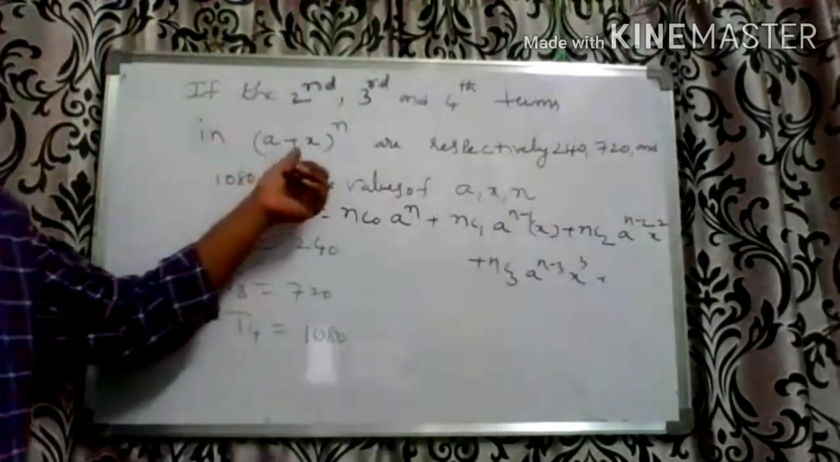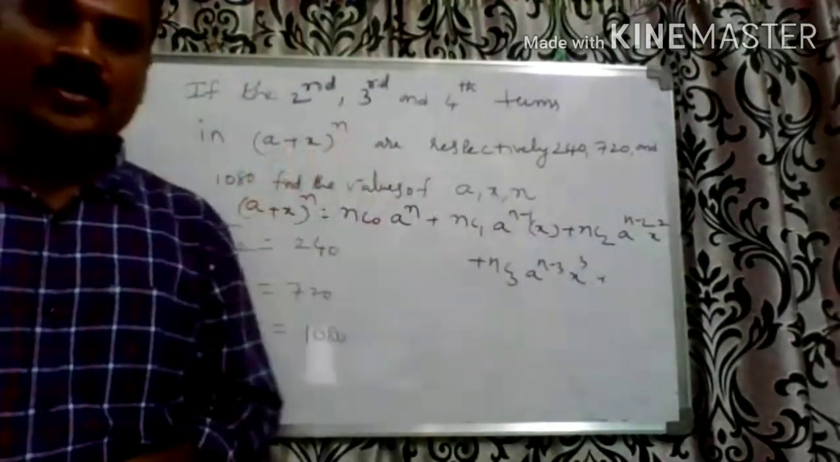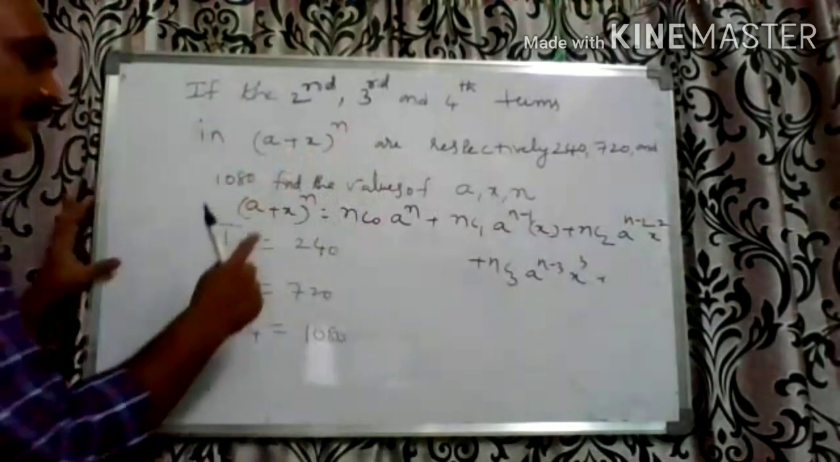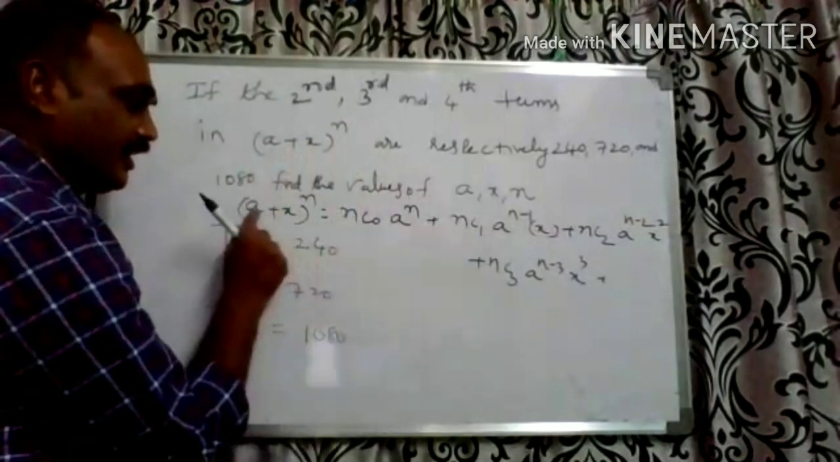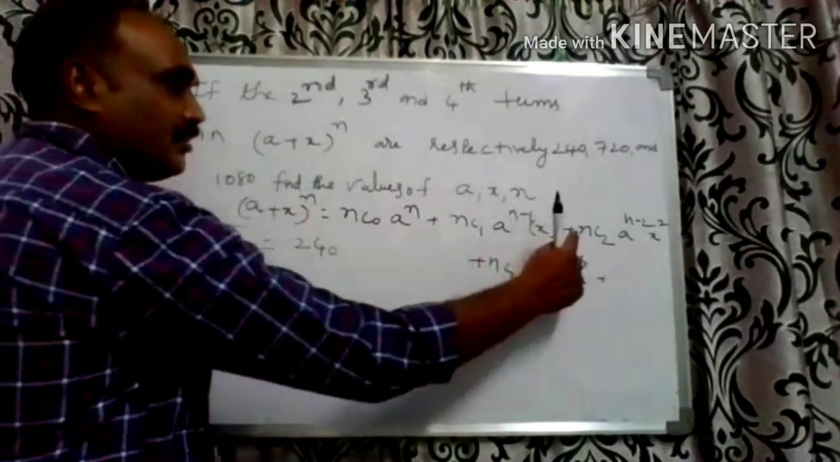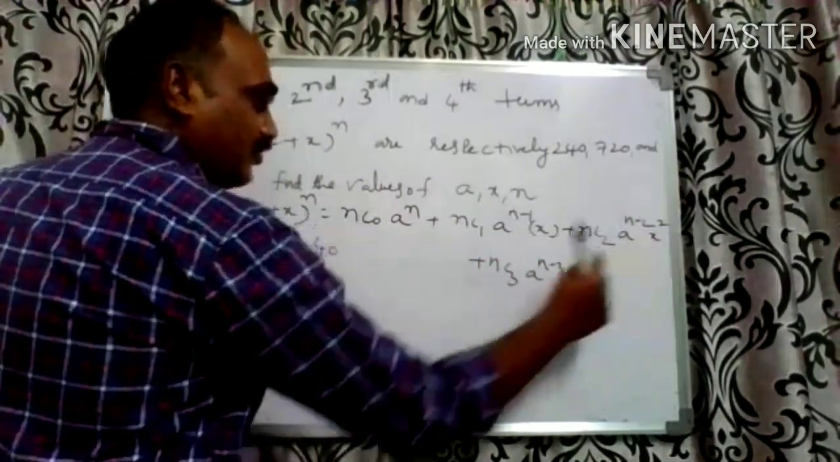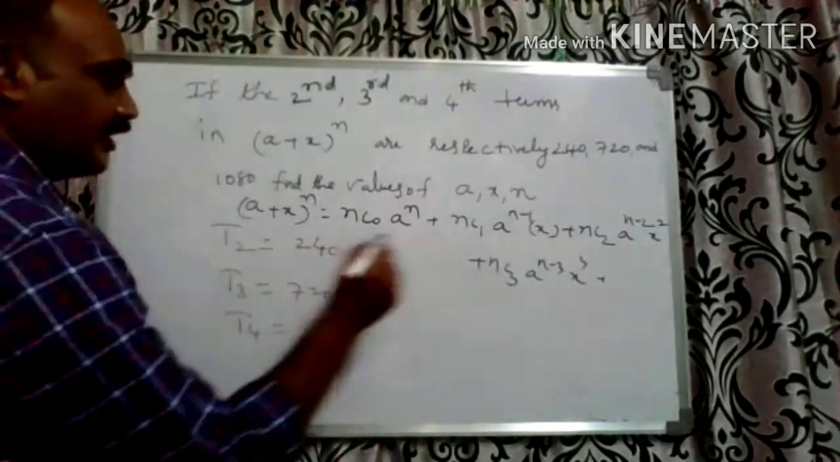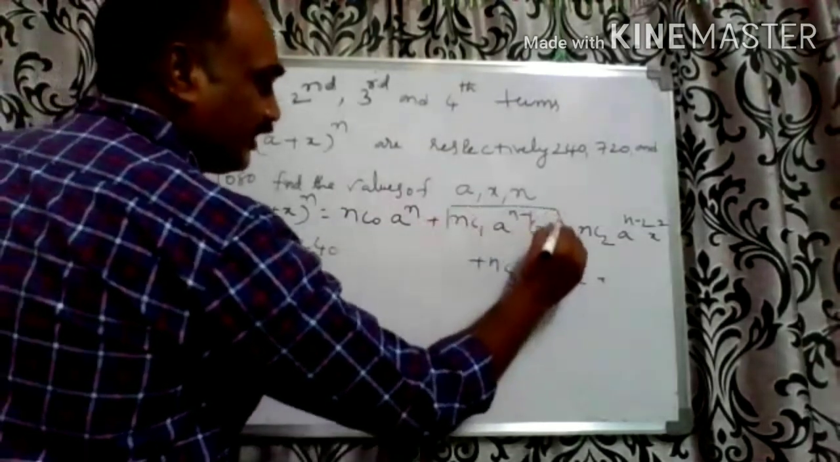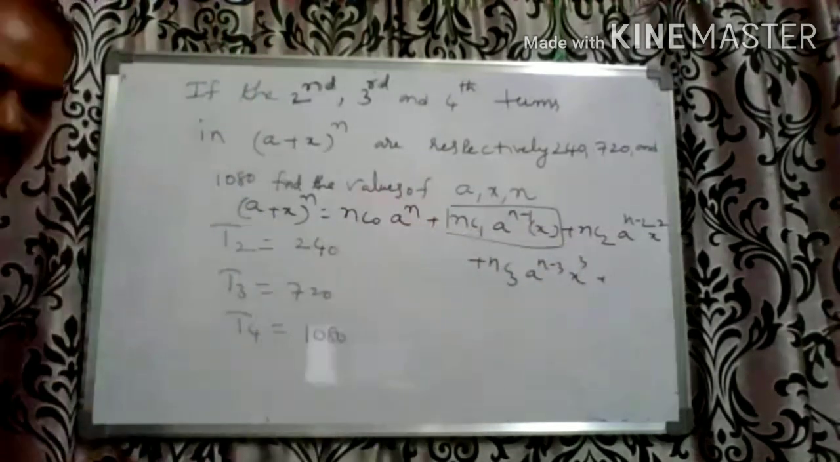Here, in the expansion of (a + x)^n, the first term is nC0 a^n, plus nC1 a^(n-1) x, plus nC2 a^(n-2) x^2, plus nC3 a^(n-3) x^3. Second term: here the second term is nC1 a^(n-1) x.